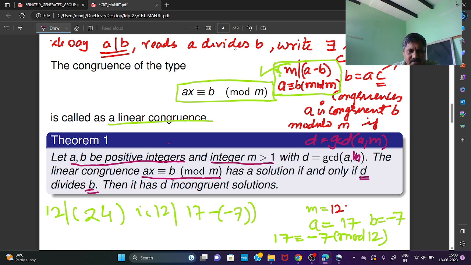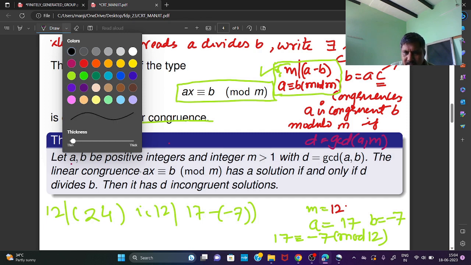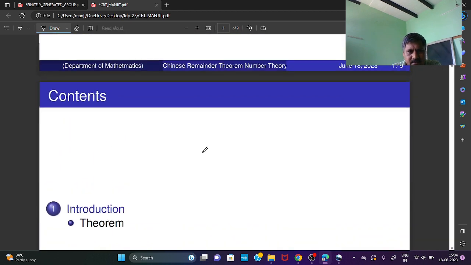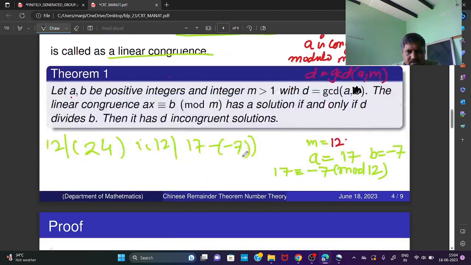So you can see here, if D is 1, then it divides b always. So in that case, it has a congruent solution. Our problem is to solve this equation, with m as the modulus. We want to solve this problem, and I think this will be very easy.